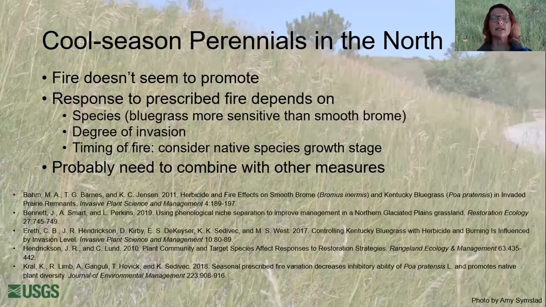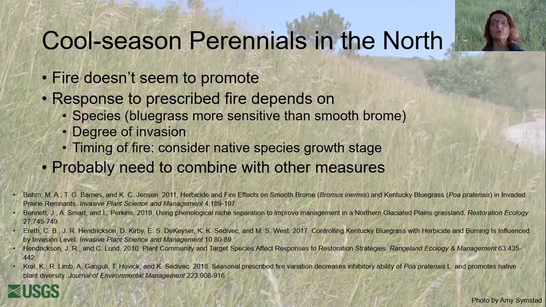As with the cool season annual bromes, fire doesn't seem to promote the cool season perennials that have invaded tall grass and mixed grass prairies in the northern Great Plains. Prescribed fire has shown some promise for controlling some of these species, more so for Kentucky bluegrass than for smooth brome. But as with the annual bromes, it's more effective at lower levels of invasion.